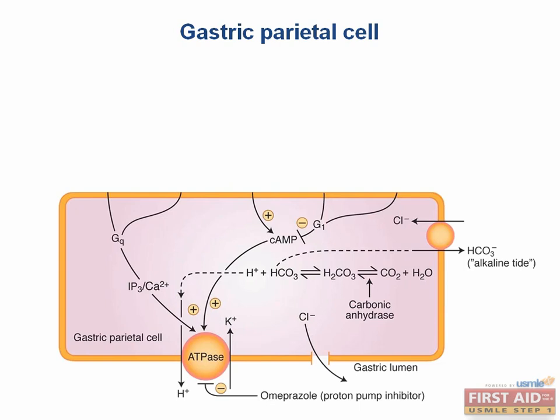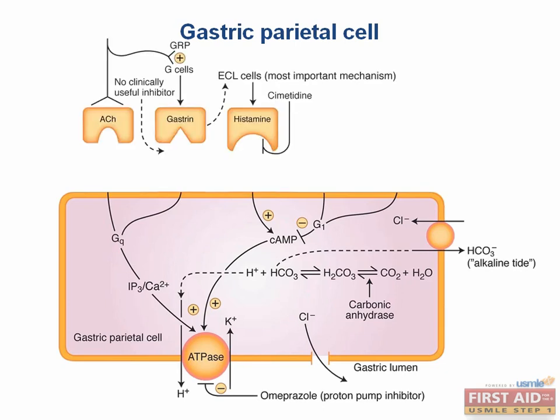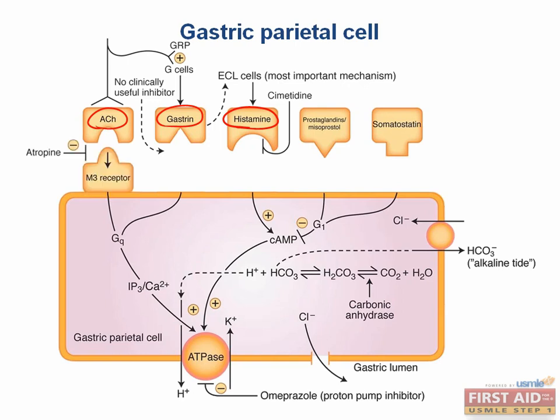Now we have an up-close diagram of the parietal cell. It is important to know the mechanisms of acid release so that you can understand the types of drugs that can interfere with acid production. There are 3 ligand receptor pairs that increase acid production and 3 that decrease production. The 3 that increase acid are acetylcholine, gastrin, and histamine. And the ones that block acid are prostaglandin, misoprostol, and somatostatin. As we just mentioned, the vagus can release acetylcholine, which activates M3 receptors. And it also releases GRP to activate G cells into releasing gastrin.